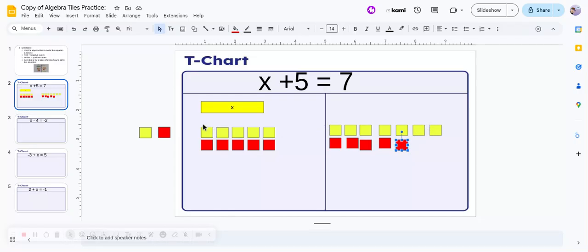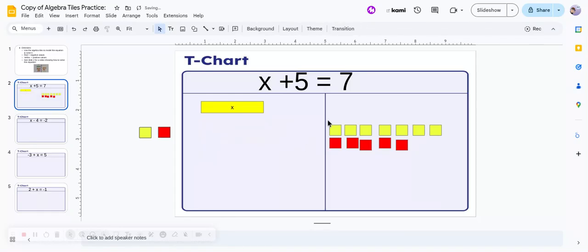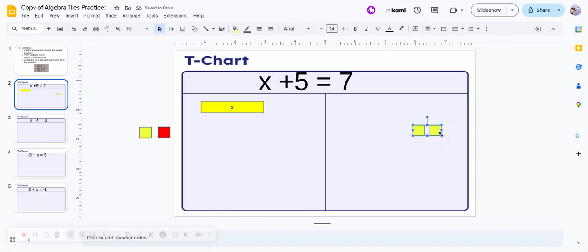So really we can get rid of all of these because they canceled out, and we can get rid of all of these because they canceled out, and we can see that we are left with x being equal to 2. So now you have a visual proof of why x has to be 2 in this case.